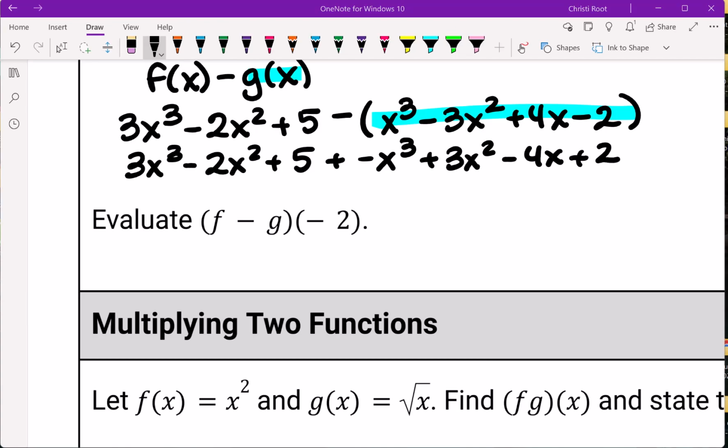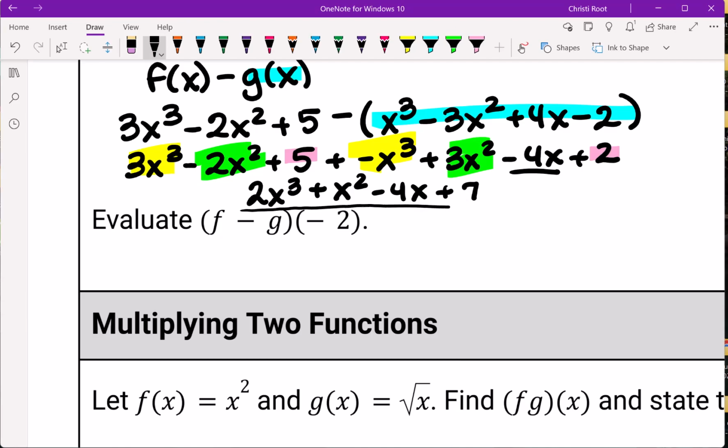So we're going to add our like terms. I have these two, and that's going to add up to 2x to the third. And then I've got these two, that's going to be positive x squared. And I don't have anything that matches negative 4x. Then I'm going to finish it out by adding 5 and 2, and I get 7. So my final result after subtracting is this.